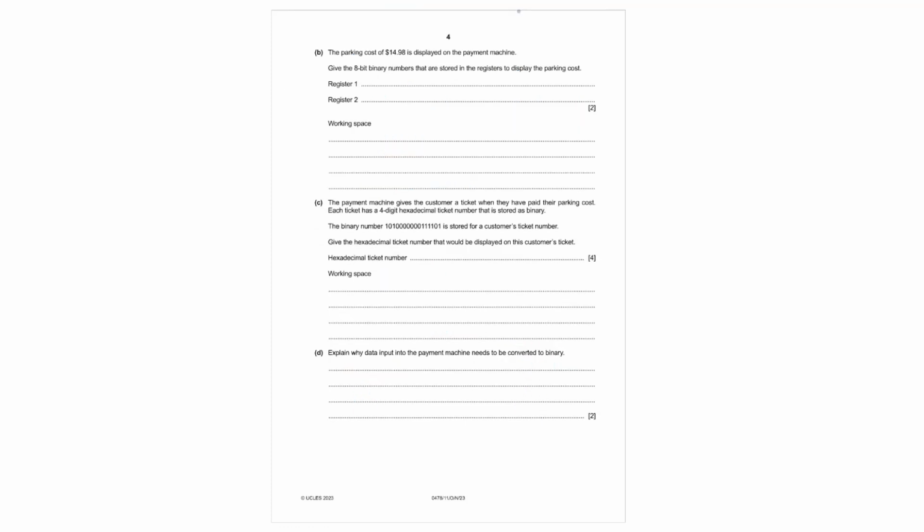The parking cost 1498 is displayed on the payment machine. Give the binary numbers that are stored in the register to display the parking cost. Again, register 1 is the whole number, so we simply have to subtract this. So we have 128, 64, 32, 16, 8, 4, 2, 1. This is simply our binary written as denary, and we can see that 14 is less than 16, so we have to subtract from 8.